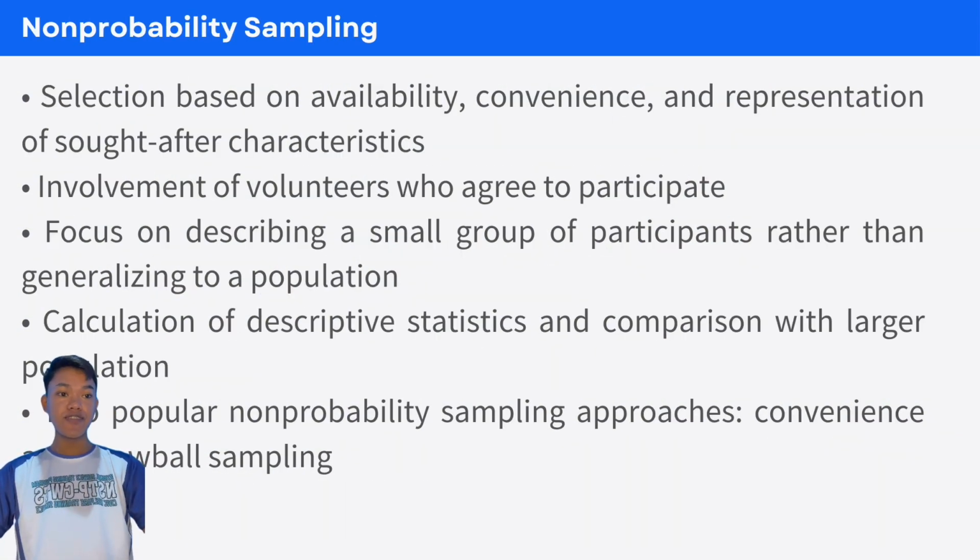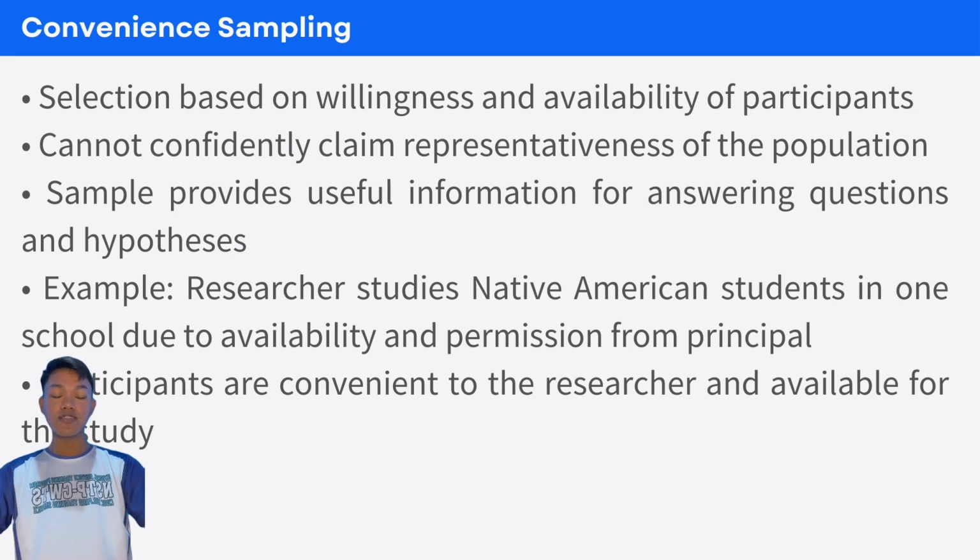Alright, so let's proceed to non-probability sampling. This method is based on availability, convenience, and the representation of sought-after characteristics. It also involves volunteers who agree to participate. So it is far different from the probability sampling that we have discussed earlier. The first example of non-probability sampling is convenience sampling.